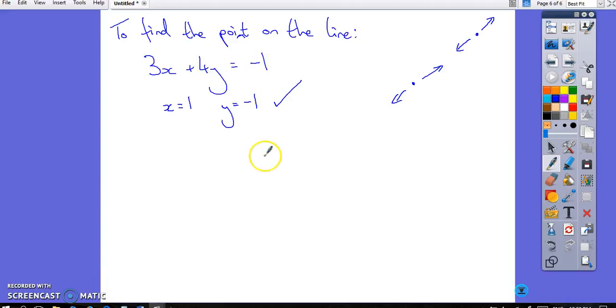So these work and they're easy. You could have equally chosen x as 0 and y as being -1/4, or x as being -1/3 and y as being 0, for example. It doesn't really matter, but I've chosen these two because they work. So we have our point is (1, -1). Then we need our direction vector. Now a way of doing this is find a second point on the line.